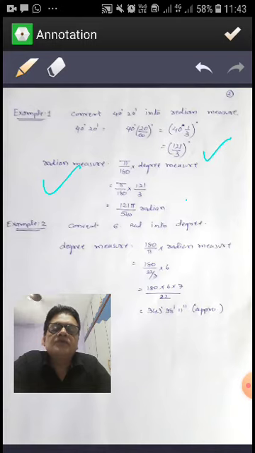Similarly, if we want to convert radian into degree, then the formula is degree measure is equal to 180 by pi into radian measure. We have to invert it. So now we will put the value of pi as 22 by 7. So 180 into 6 into 7 upon 22.